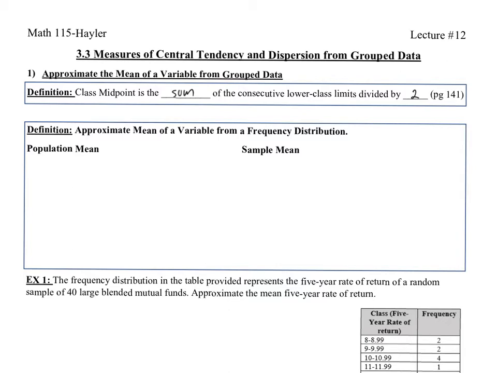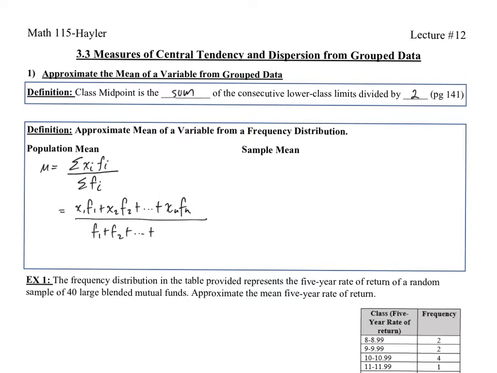For the population mean, we have mu equal to the sum of x sub i, f sub i, all over the sum of f sub i, which is equal to x sub 1 times f sub 1 plus x sub 2 times f sub 2 plus, and so on, until you reach the last values, divided by f1 plus f2 plus, and so on, until you reach the last values again, where x sub i is the midpoint, f sub i is frequency, and n is the number of classes. This is from page 141.